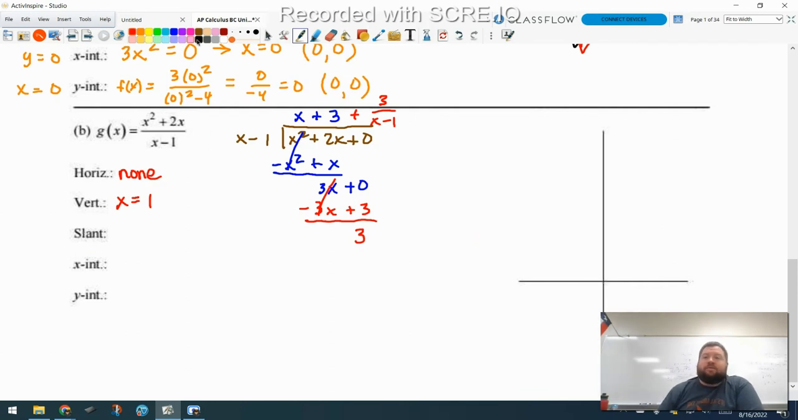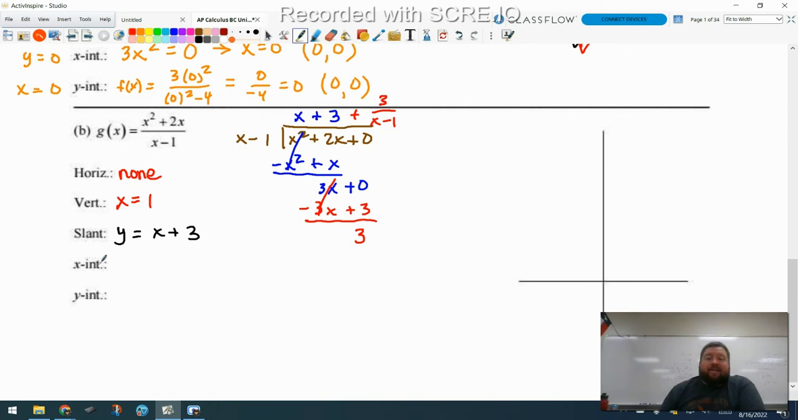But for slant asymptotes, you do not need a remainder. So you can ignore that. All you need is the x plus 3. That is your slant asymptote, y equals x plus 3. So it's a line, just like a horizontal asymptote's a line. But it's a linear function. It's a slanted line, which is why it's called a slant asymptote.